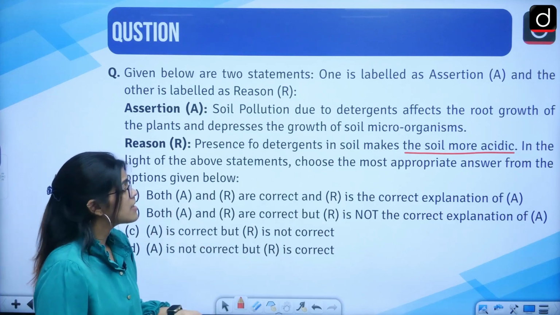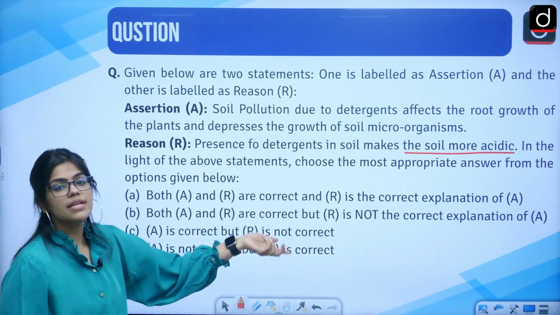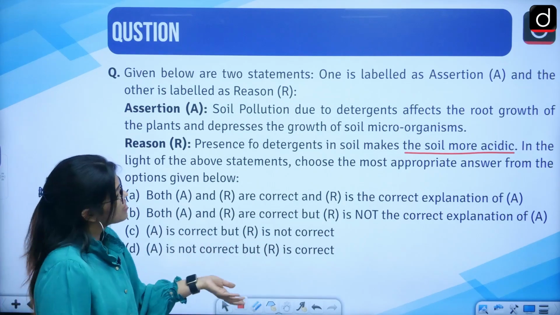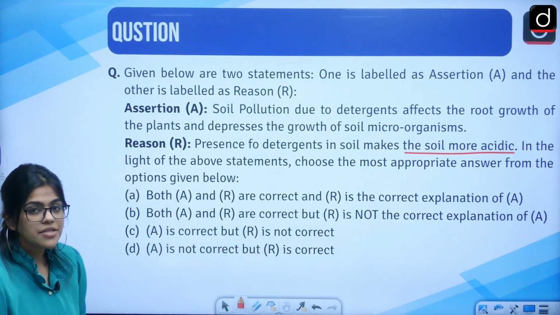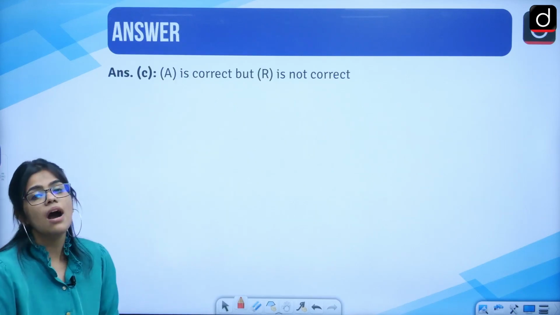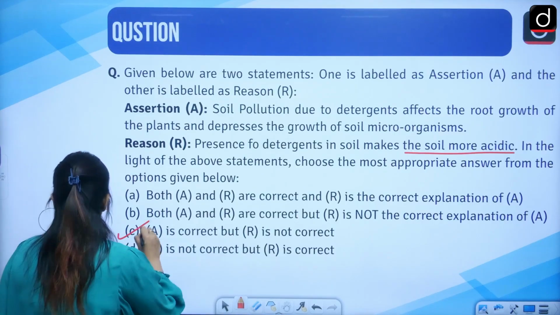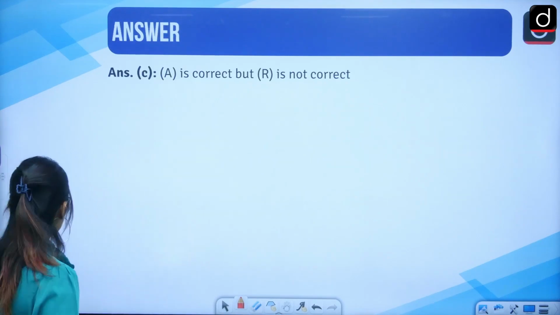Both A and R are correct and R is not the correct explanation. A is correct and R is not correct, and A is not correct and R is correct. So let me show you the answer. A is correct, but R is not correct. So C becomes the right answer.